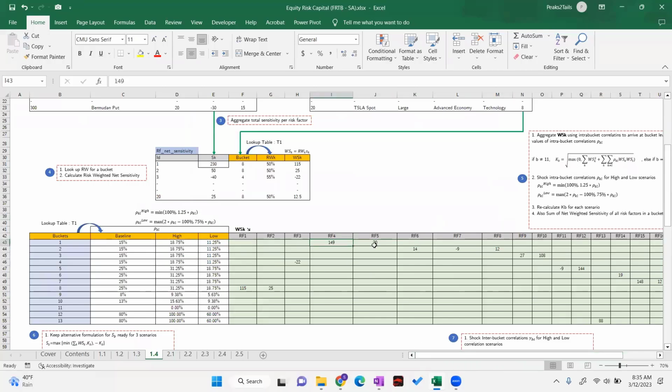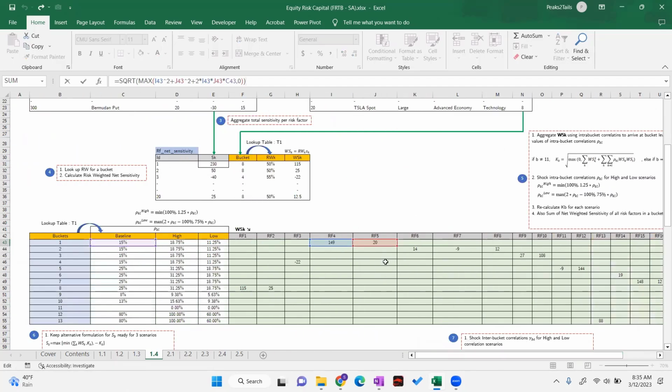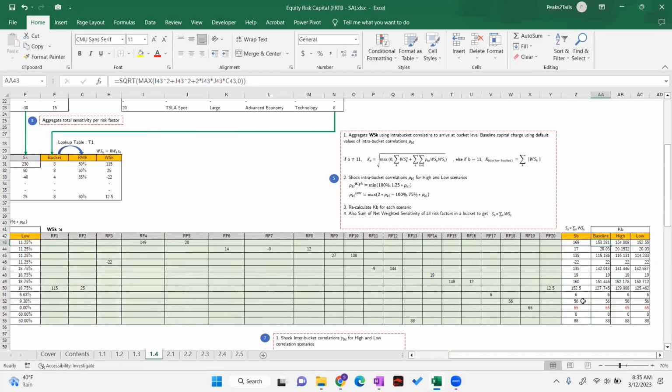Here I have manually done it because there are just 2 exposures, so I just use the Markowitz portfolio variance formula here. See this? 149 square plus 20 square plus 2 times this times 15%. You do the same for every single bucket. Then you have the capital charge for every single bucket, KB. This is exactly how we calculate the portfolio variance.